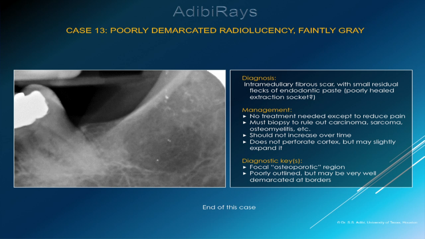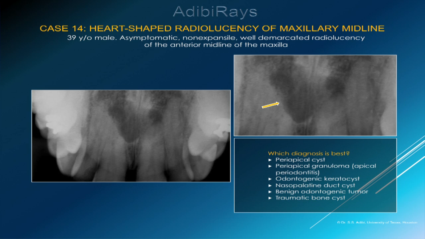This case is about a 39-year-old male presenting with an asymptomatic, heart-shaped, non-expansile, well-demarcated radiolucency of the anterior midline of the maxilla. Which is the best diagnosis? Periapical cyst, periapical granuloma or apical periodontitis, odontogenic keratocyst, nasopalatine duct cyst, benign odontogenic tumor, or traumatic bone cyst.